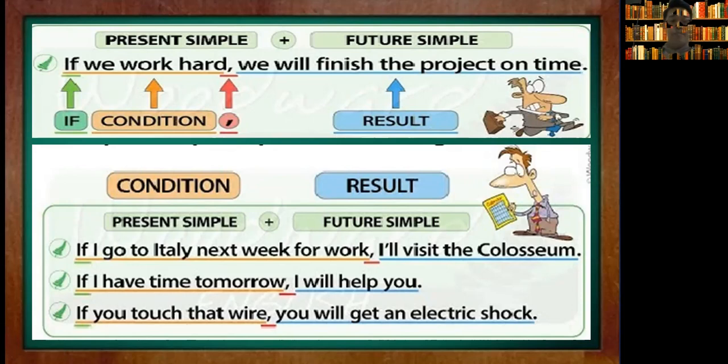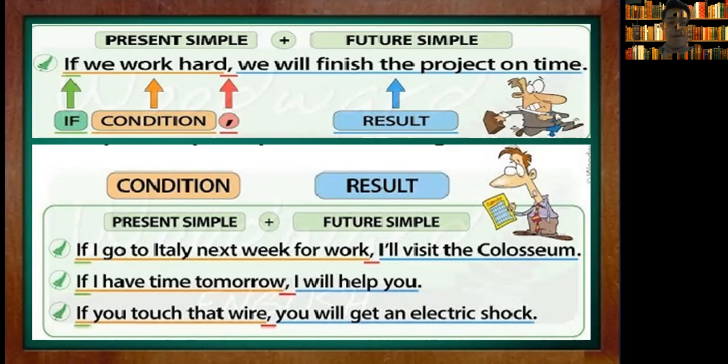Another sentence. If I have time tomorrow, comma, I will help you. If in the condition clause, if I have time tomorrow, have present simple in the condition clause, then result clause we have will help, okay, future simple. So first conditional type of sentence, separated by comma, of course, because condition clause comes first then the result clause.